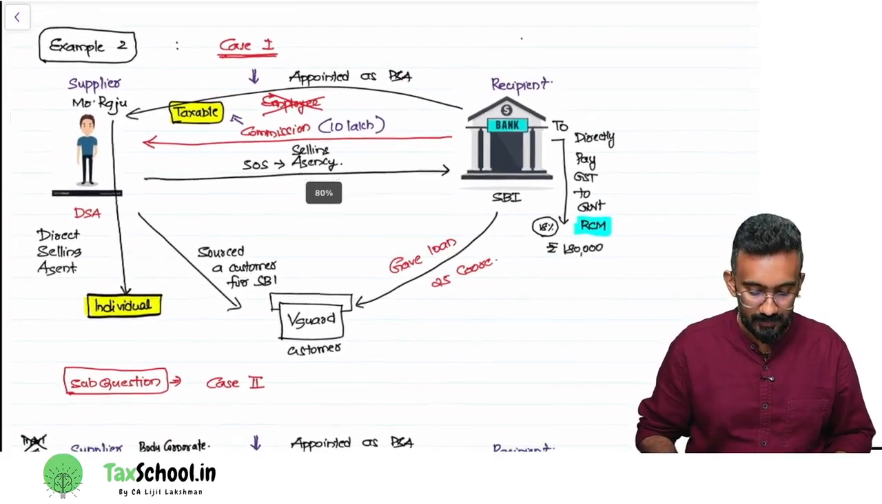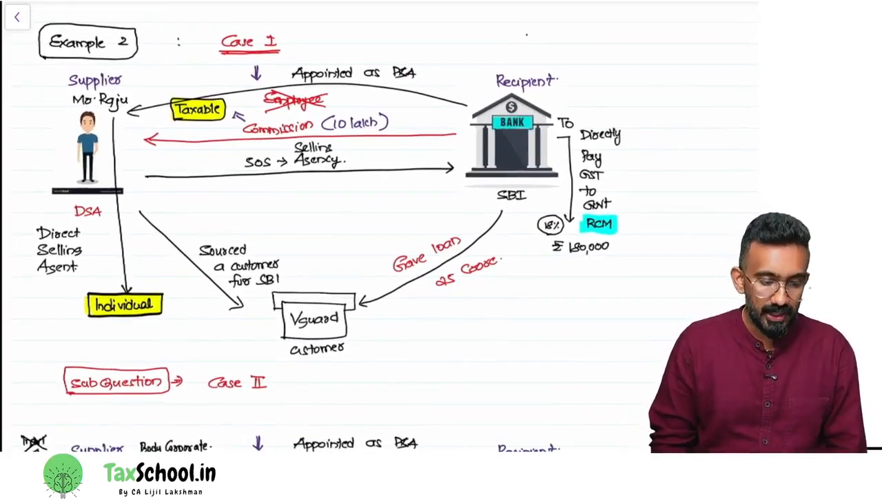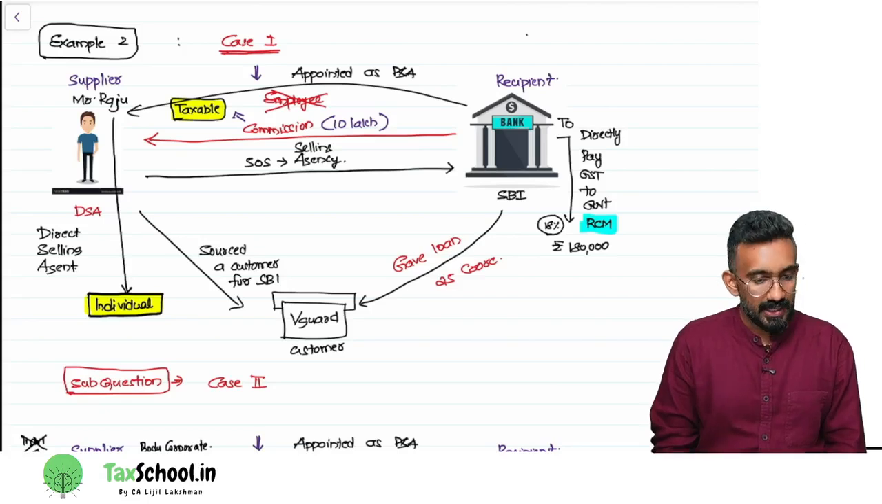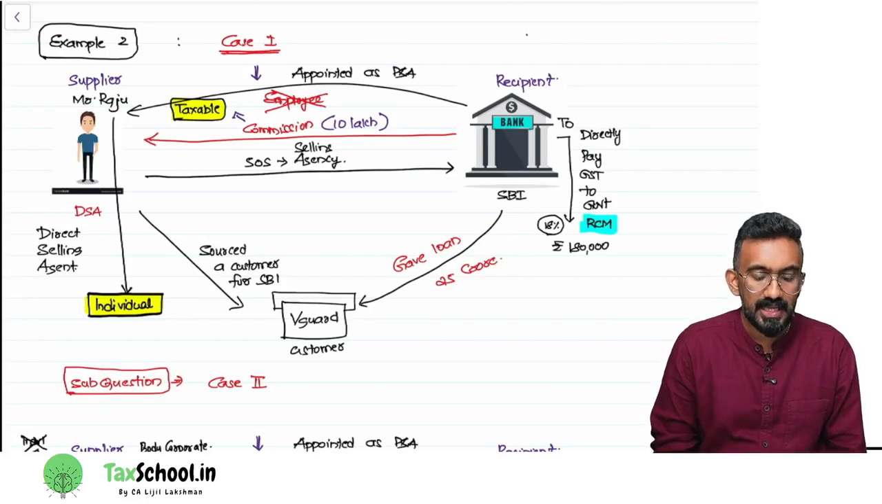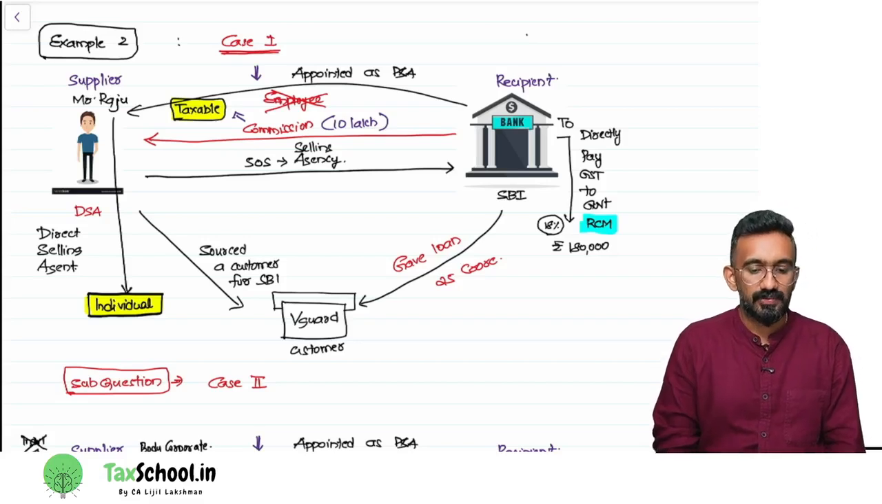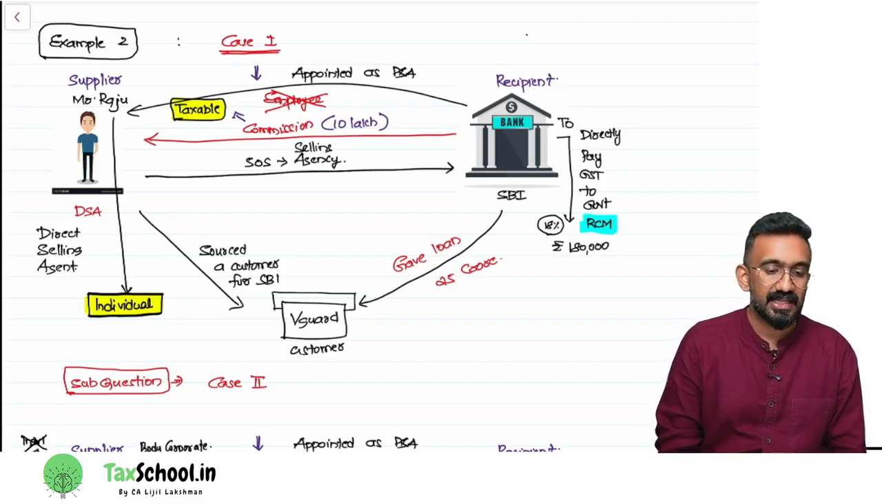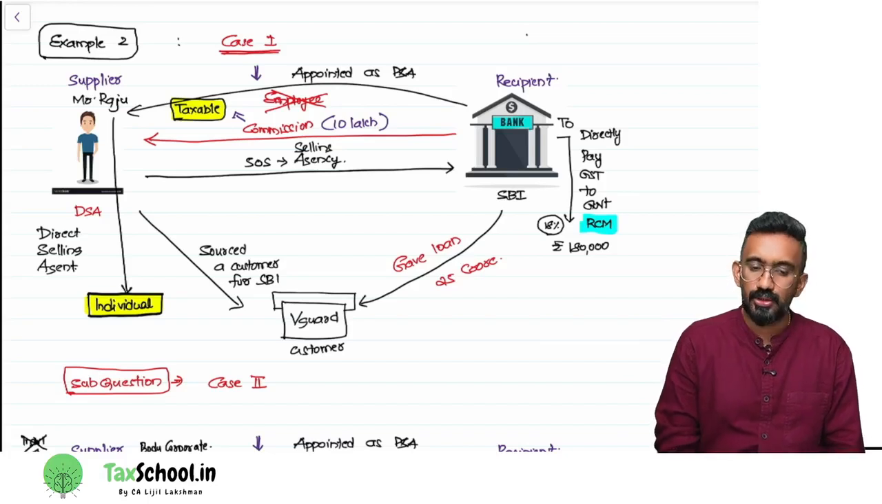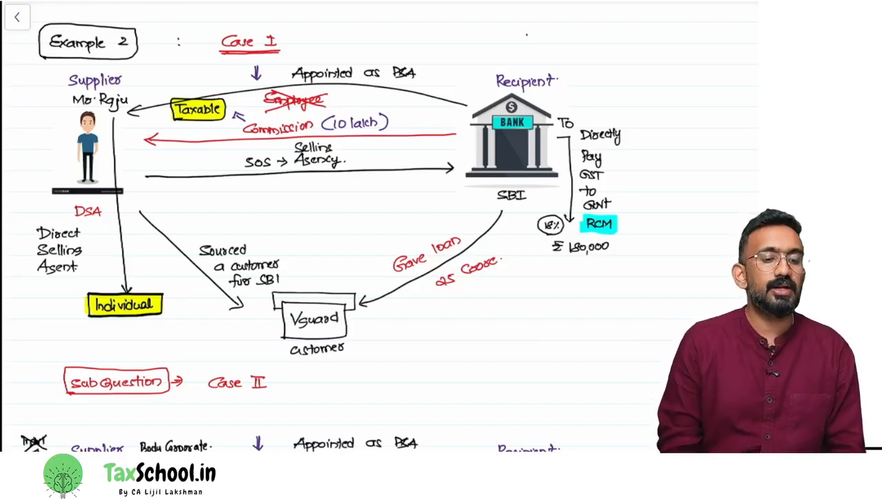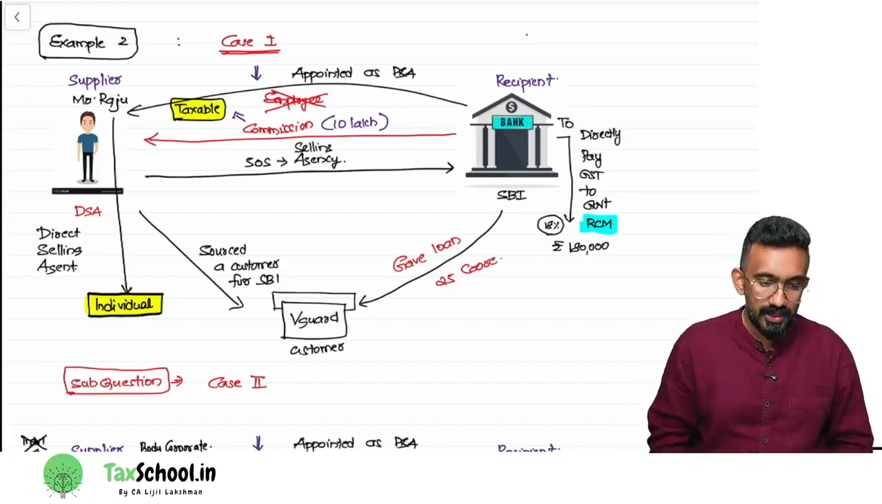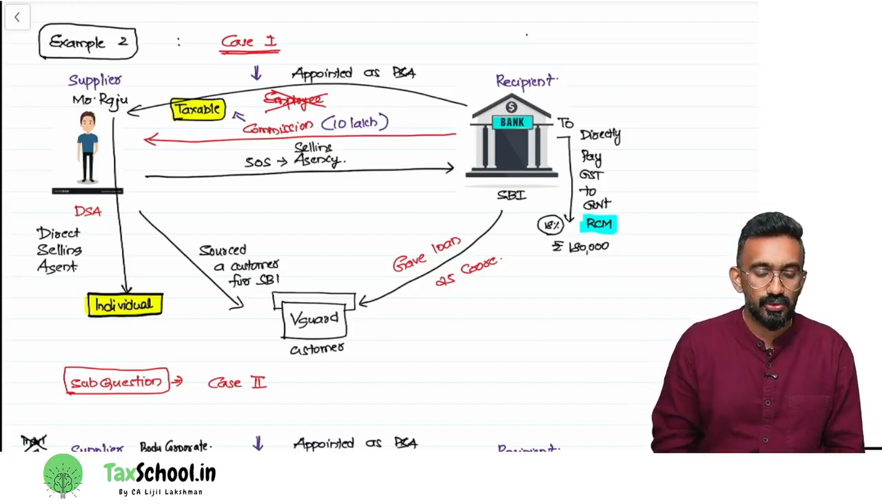Example number 2. Carefully be with me and try to understand this. Mr. Raju is a direct selling agent. This fellow is helping SBI to give loans to VGuard, a company. So VGuard has taken a loan from SBI through this direct selling agent called Mr. Raju. Mr. Raju is receiving 10 lakh commission. I will repeat the same question. Is Raju an employee of SBI? No, he's an agent, a direct selling agent. We fondly call them DSA. Next question would be, is Raju receiving salary? No, he's receiving commission.